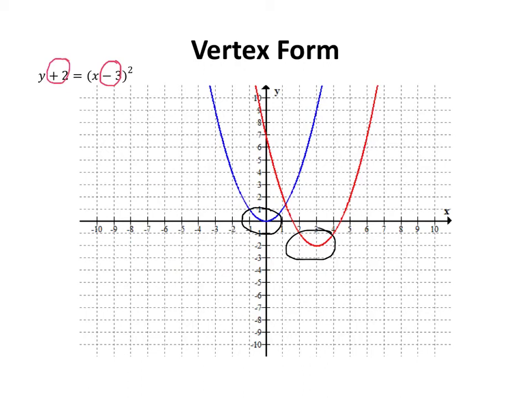So you automatically want to say the vertex on this graph is negative 3, positive 2. But look at it. Is it negative 3, positive 2? No, of course it is not. Again, one of those weird things. If you see a plus, you have to change this value to negative. If you see a minus, you have to change the value to positive. So this is not correct. The vertex, based on what I see, is 3, negative 2.